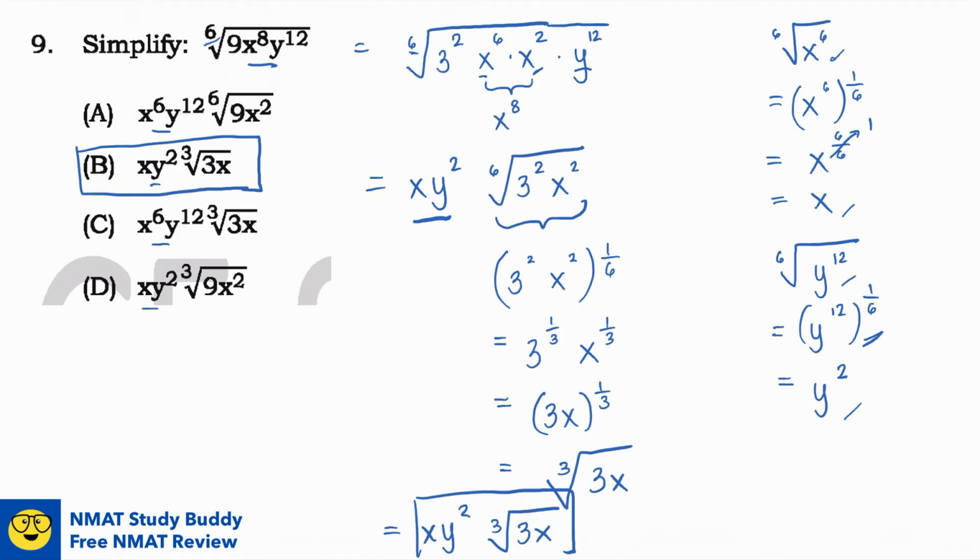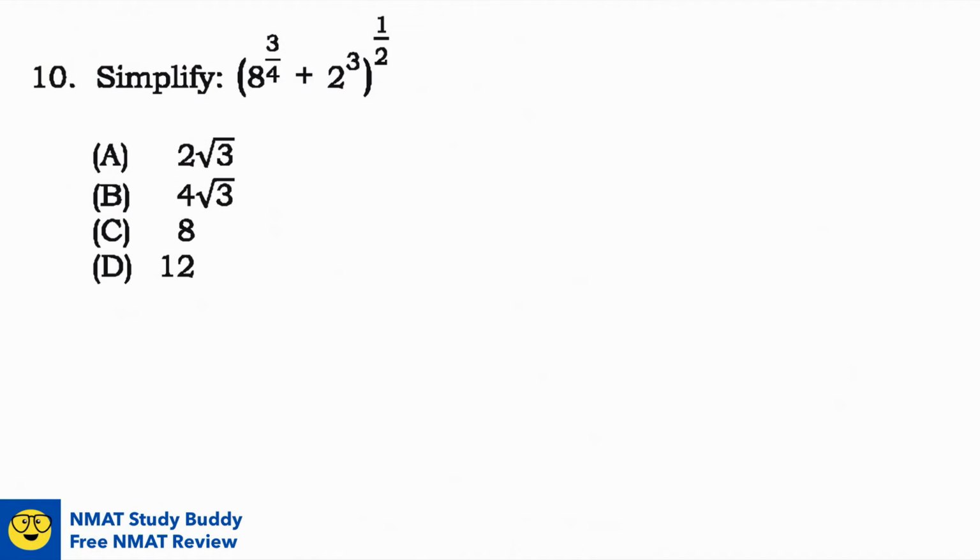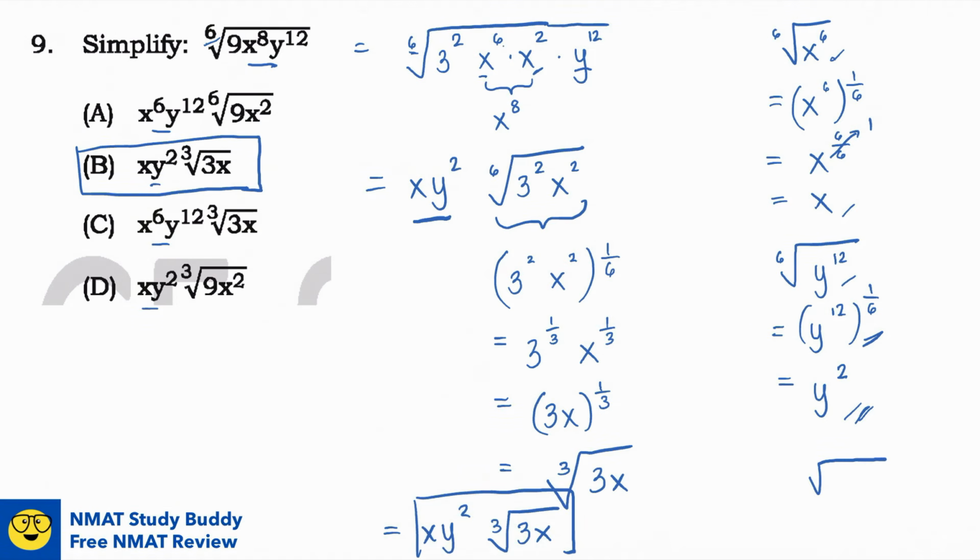Yan. Pwede nyo naman hindi na gawin to. Gusto ko lang i-explain kung paano siya kinukuha. Kung nalilito kayo sa pagtingin sa root. Kung nadadalian naman kayo, pwede nyo na siya agad i-divide. So, 6 over 6 is x. And then, 12 over 6 is y squared. And then, may matitirang 3 squared, x squared. Tapos, 2 divided by 6 is equal to 1/3. So, pwede nyo nang idiretso.